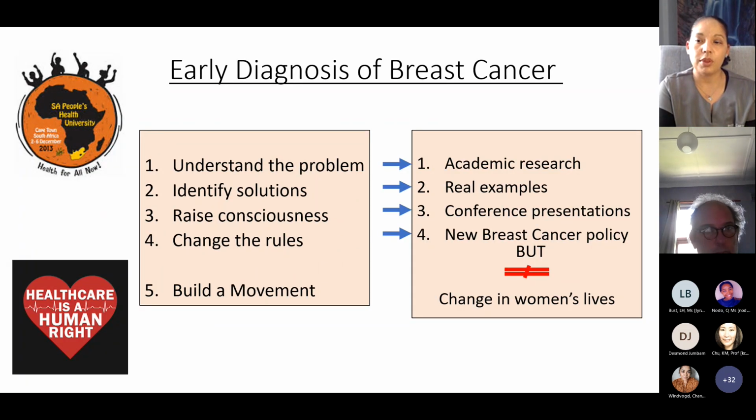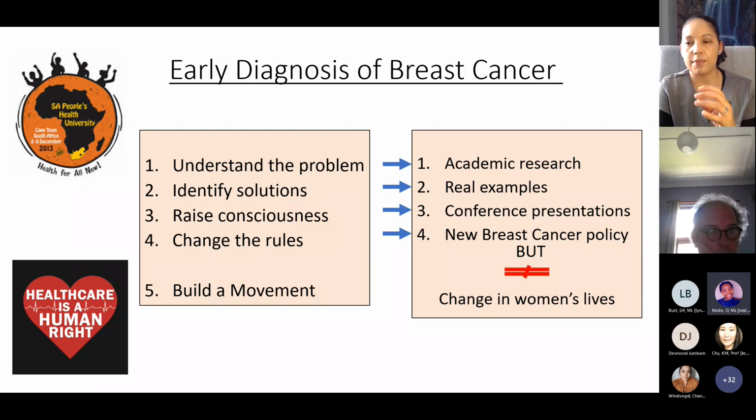So this is an example that I give to show why we struggle with implementation. I was involved with a task group with the Department of Health to develop guidelines for early diagnosis of breast cancer. And it was very exciting. We had all the right people in the room. We had academics from the various universities. We had a research base to work from. We understood the problem. We knew why we needed to have earlier diagnosis of breast cancer. And we had some solutions identified already.